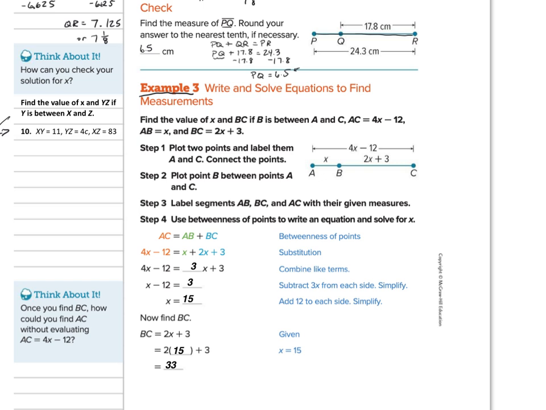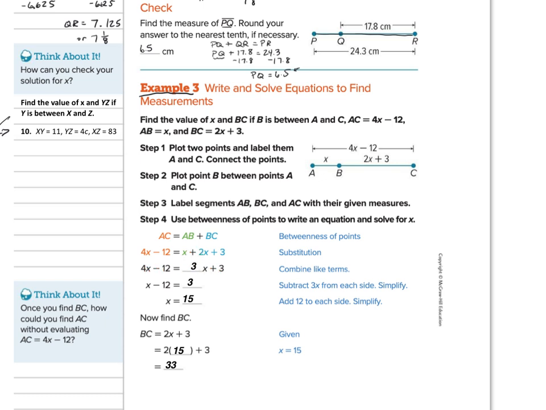What do we know? We know that AC, the entire length, is equal to the two little pieces put together. And then we filled in what we were given. They said AC is 4x minus 12. AB is x. And then BC is 2x plus 3. So I know then that 4x minus 12 is equal to x plus 2x plus 3. They combine some like terms here. So 4x minus 12 is equal to 3x plus 3.